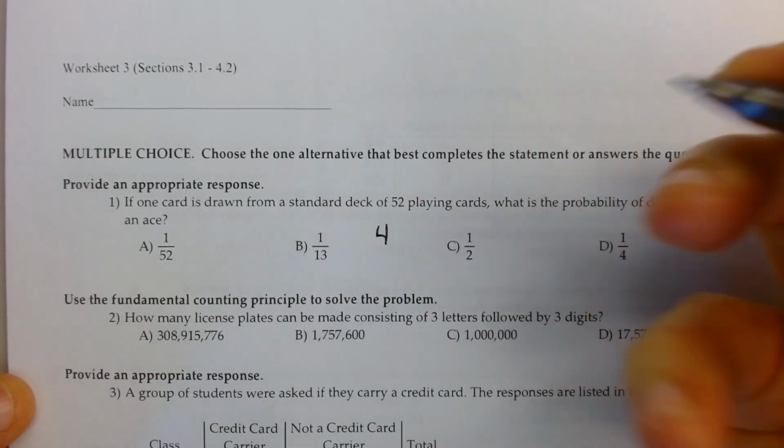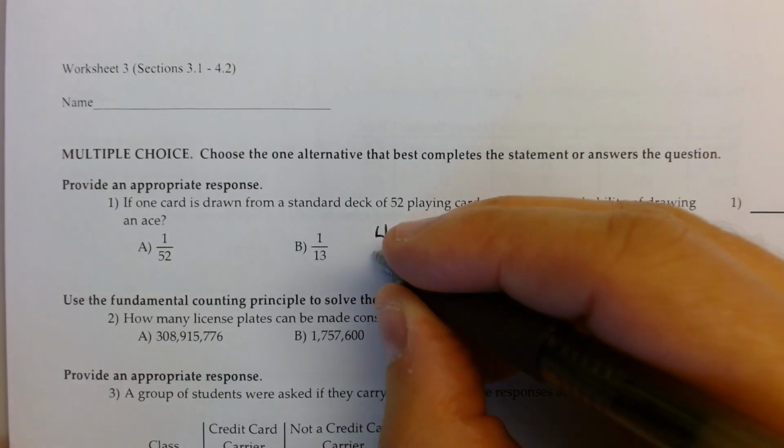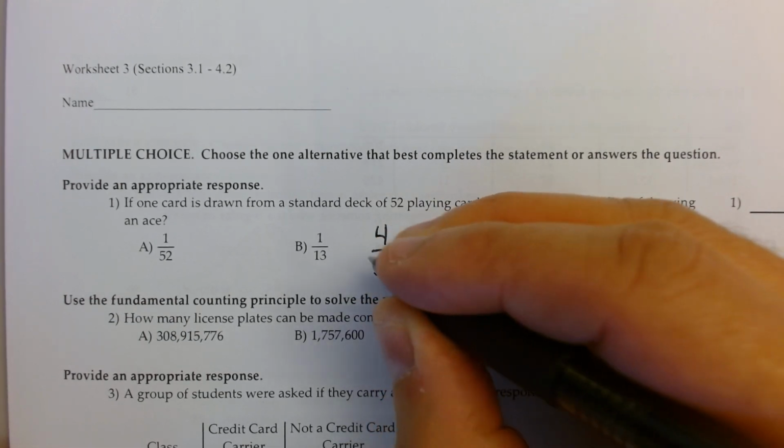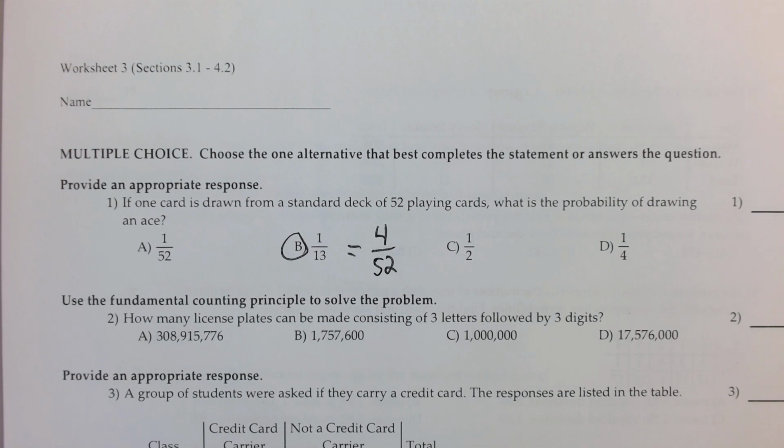So you have 4 events that we're looking for out of the total of 52 cards, and that reduces to 1 out of 13 if you divide the numerator and denominator by 4.